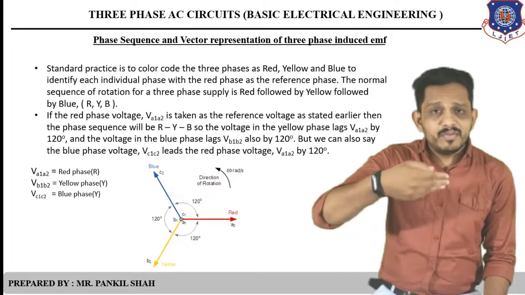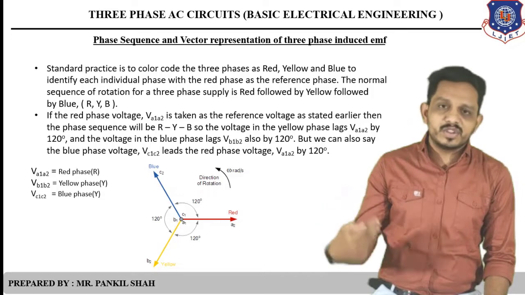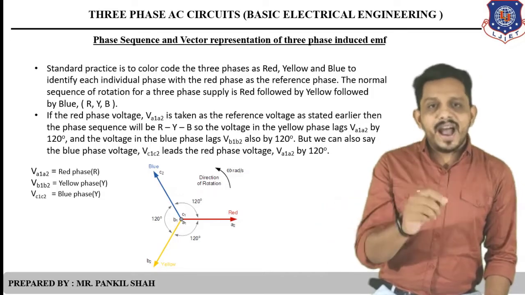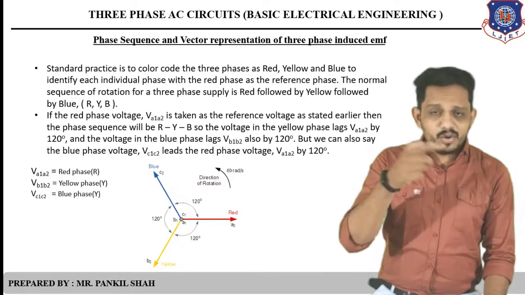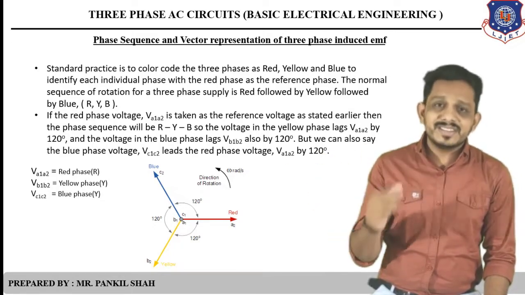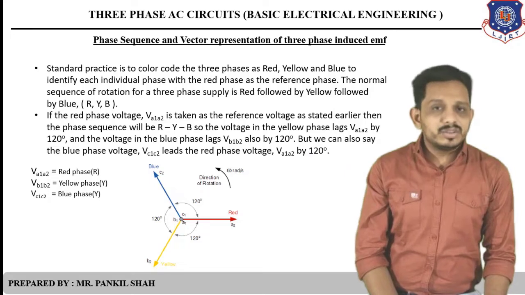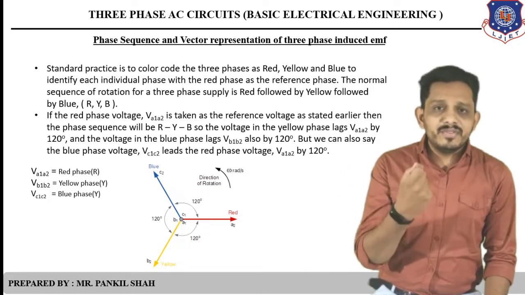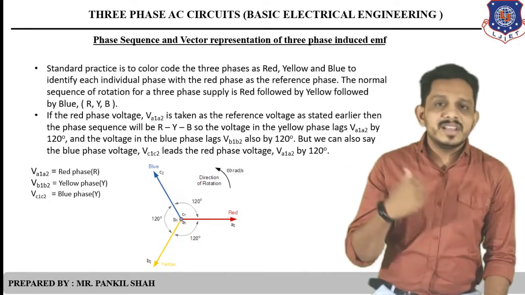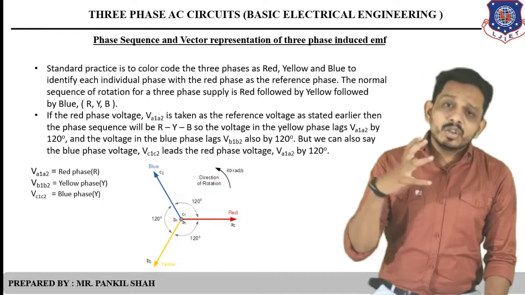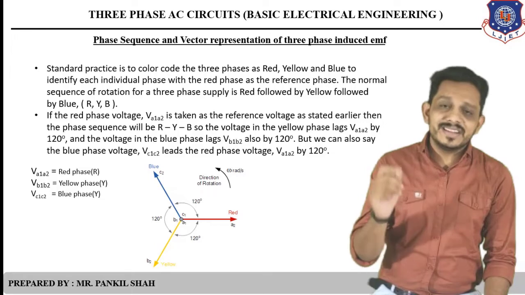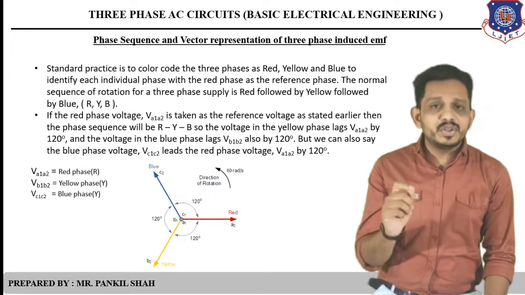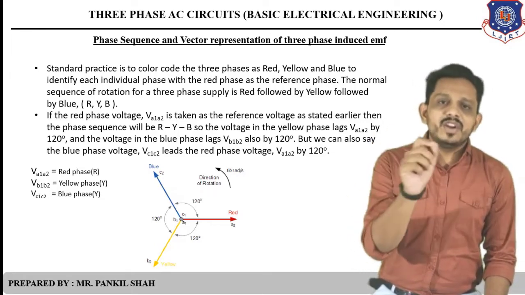The second coil, which is 120 degrees behind the first coil, is given Y, the yellow color. And the third coil, which is 240 degrees behind the reference, is given the blue color. So that means R, Y, B. Whenever we say this is R phase, this is Y phase, and this is B phase, this is the standard notation. The R coil is the first coil, which has the equation E_m sine omega t.